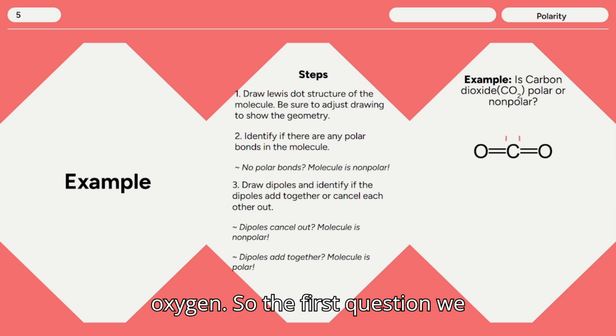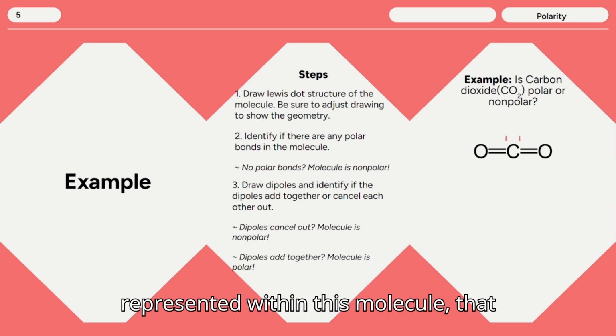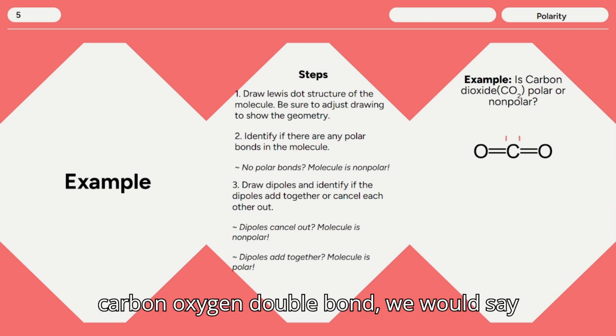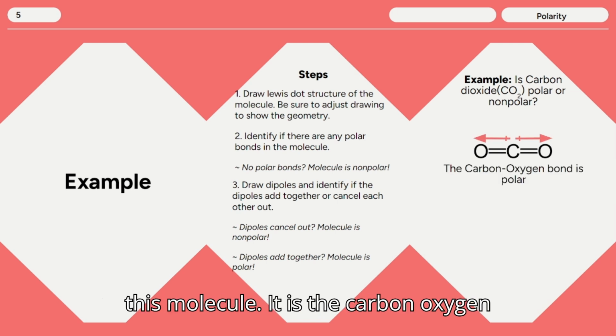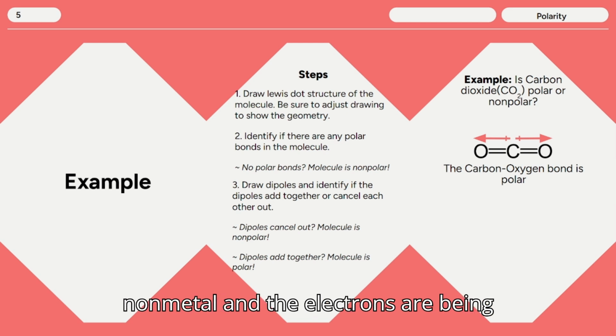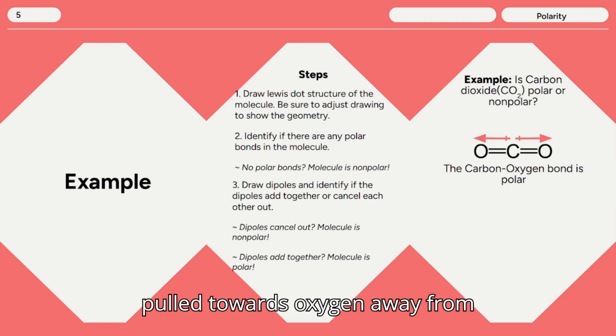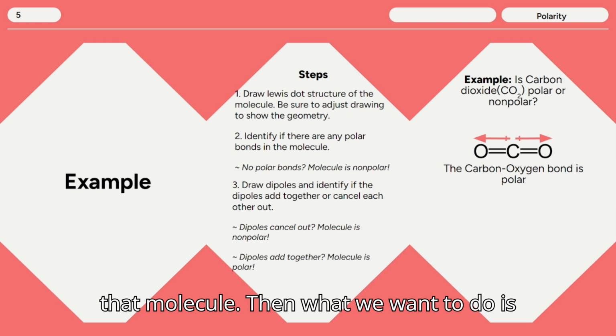So the first question that we want to ask ourselves then is, are there any polar bonds within the molecule? If we look at the bonds represented within this molecule, that carbon-oxygen double bond, we would say that yes, there are polar bonds within this molecule. It is the carbon-oxygen bond which is polar. Oxygen is a strong nonmetal, and the electrons are being pulled towards oxygen away from carbon. So we can draw our dipoles on that molecule.